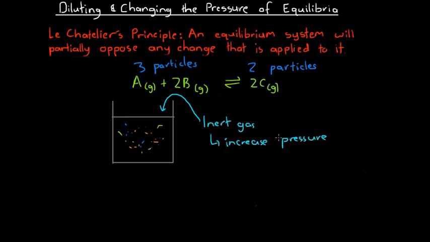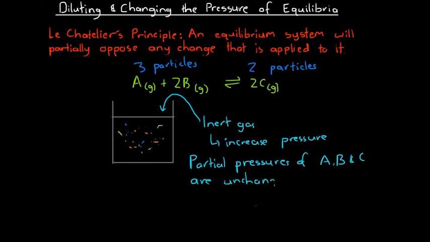However, this increase in pressure is not going to cause any equilibrium change, because although we've pumped the inert gas in, the partial pressures, that is, the pressure in the container exerted by gases A, B, and C, are unchanged. Their own pressures are unchanged. So although there is an increase in the pressure inside the container, the partial pressures exerted by just the gases A, B, and C remain the same. And what that means is that there will be no net effect on the equilibrium of this mixture.